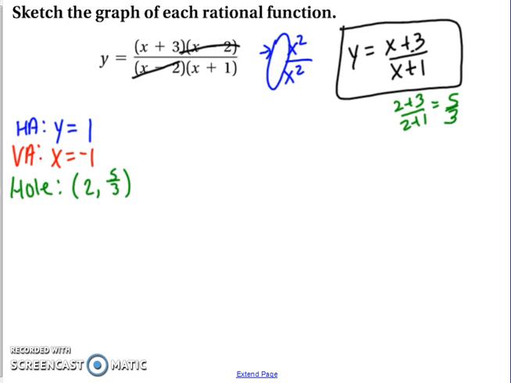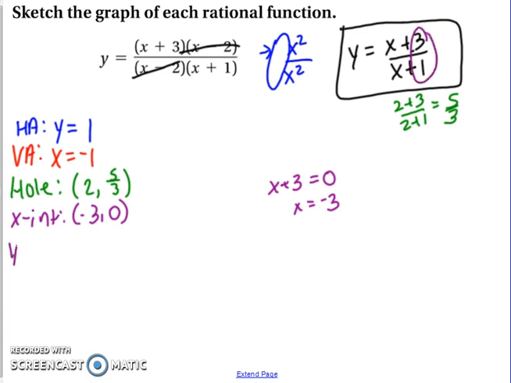So 2 comma 5/3 is my hole. For the x-intercept, I'm going to take the numerator of my simplified function, x plus 3, and set it to 0. So x equals negative 3, and negative 3, 0 is my x-intercept. Then for my y-intercept, I'm going to look at the ratio of the constant terms. My constant terms are 3 over 1, so my y-intercept is 0 comma 3. And then we'll need some additional points maybe. So we'll write that down.